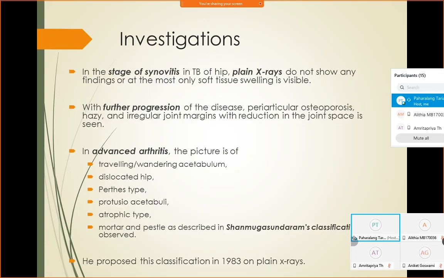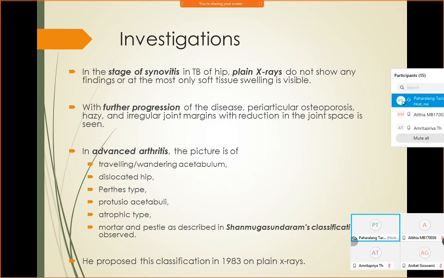So the investigations again here: on a plain X-ray in early synovitis, there is no finding at all. At the most you can find just soft tissue swelling. However, with further progression, there can be periarticular osteoporosis. The X-ray becomes hazy, the joint margins start becoming irregular and there's reduced joint space.